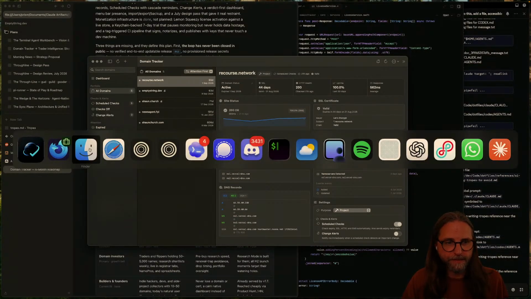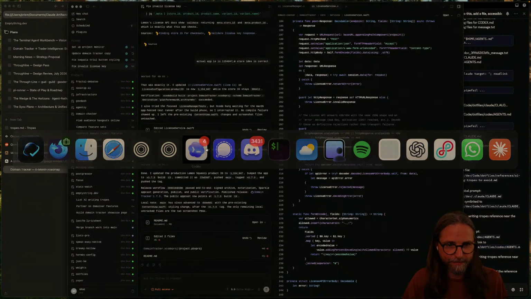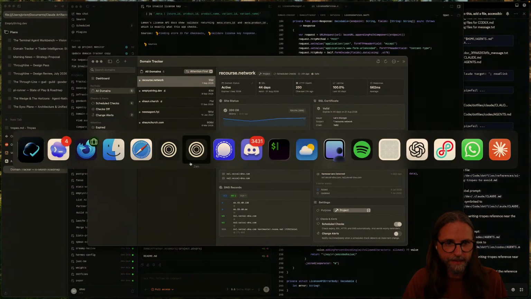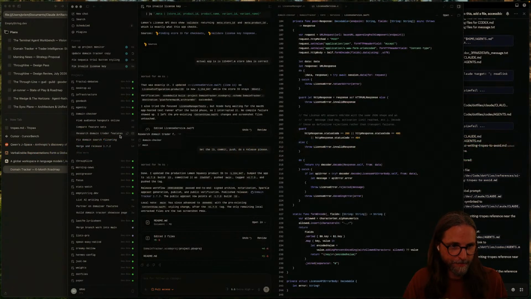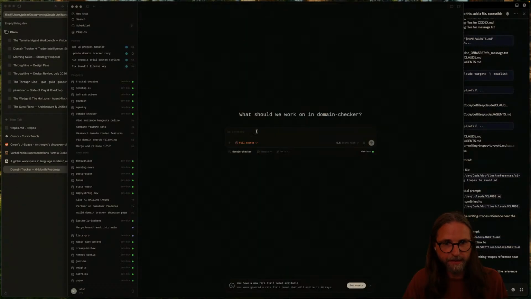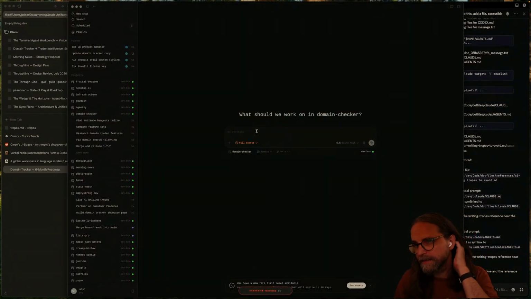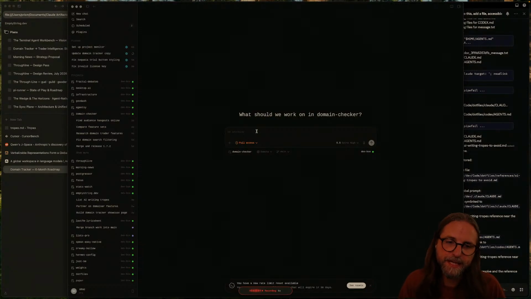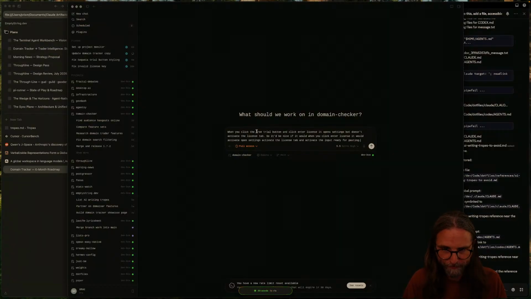Alright, I'm going to have to do another release just for the button, but we can do a couple of other things before that, can't we? When you click the free trial button and click enter license, it opens settings but doesn't activate the license tab. So it'd be nice if, when you click enter license, it would open settings, activate the license tab, and activate the input ready for pasting.